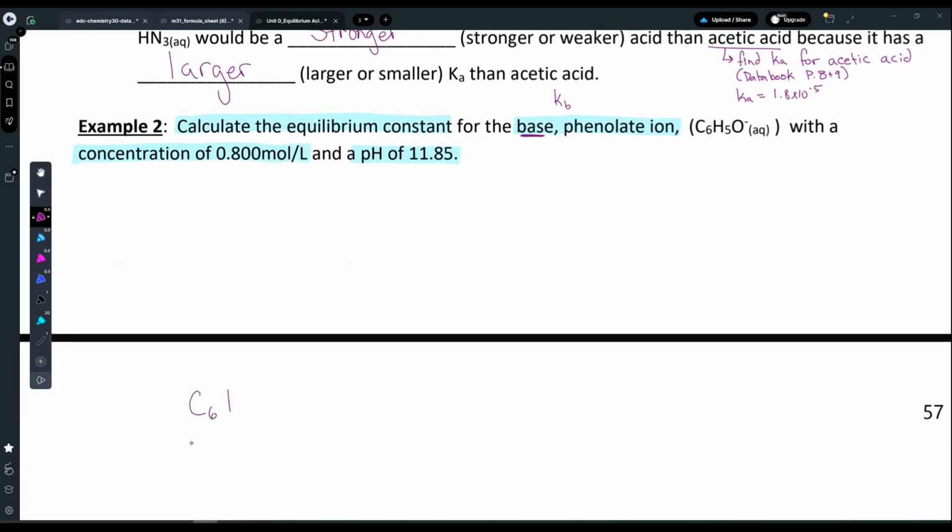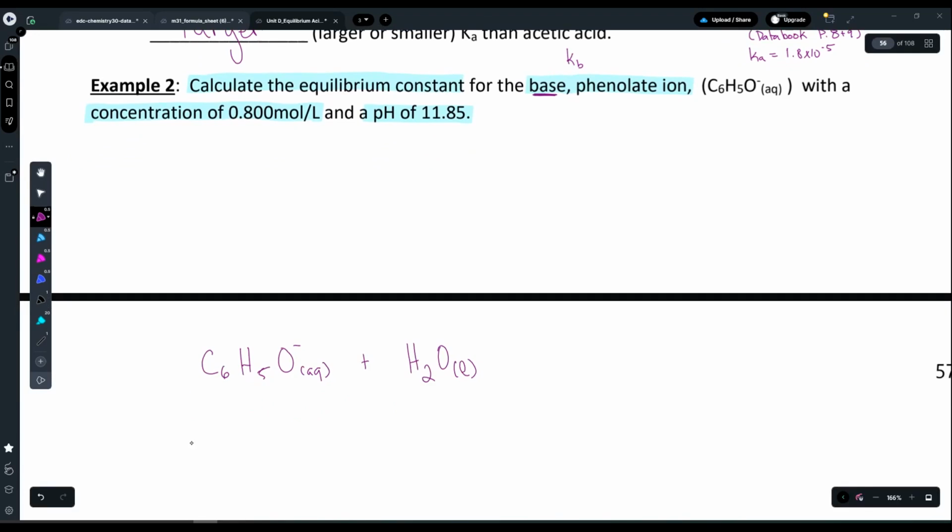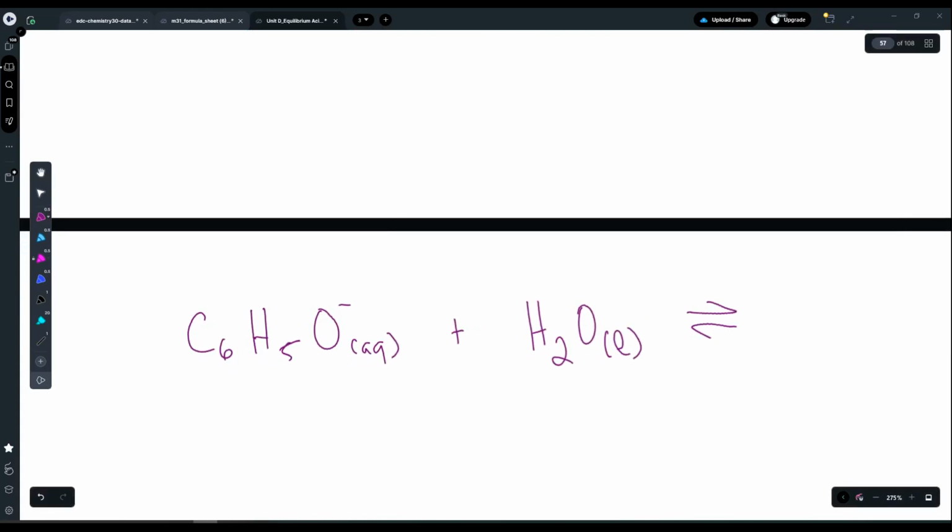So C6H5O1 minus. And because the question doesn't mention that this phenolate ion is reacting with anything, we're going to react it with water. Because since this is an aqueous solution, there's a ton of water around for it to react with. Now, since it's a weak base, I'm going to use equilibrium arrows.